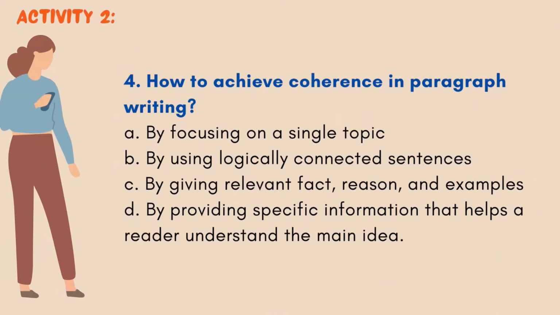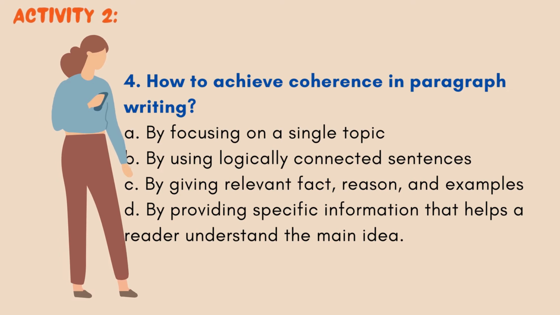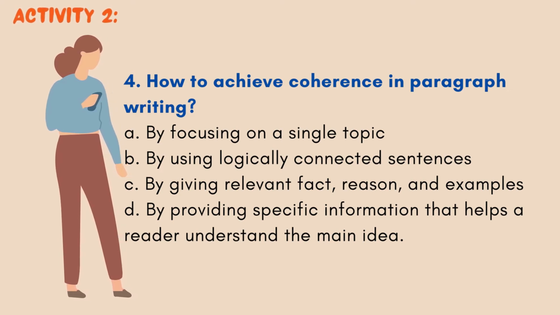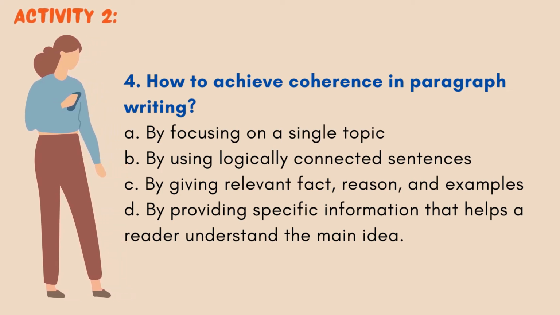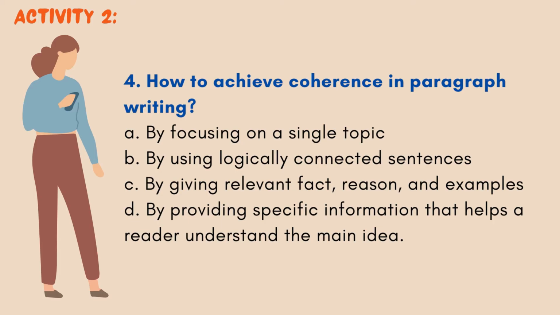Number 4. How to achieve coherence in paragraph writing? A. By focusing on a single topic. B. By using logically connected sentences. C. By giving relevant fact, reason, and examples. And D. By providing specific information that helps a reader understand the main idea.